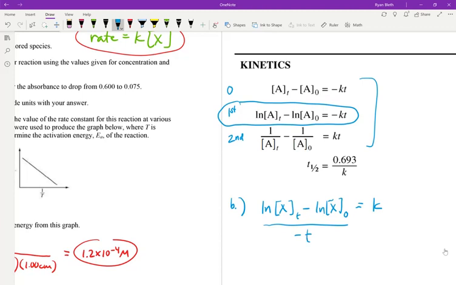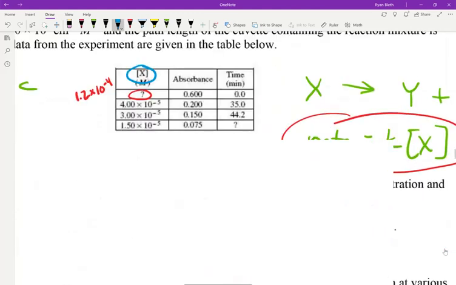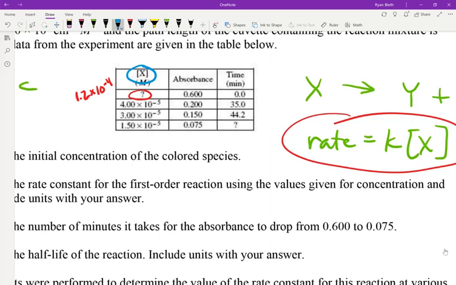I should be able to plug in all the information that's left from that question into the equation. I want to do that for the initial time, the concentration of x at time 0, and then at some other time in the data table. I'm just going to use the first two rows of my data table. We know the concentration at time 0; we figured it out in the last part of our problem. That's 1.2 times 10 to the negative 4 molar. And I also know the concentration at other times, 35 minutes in and 44.2 minutes in.